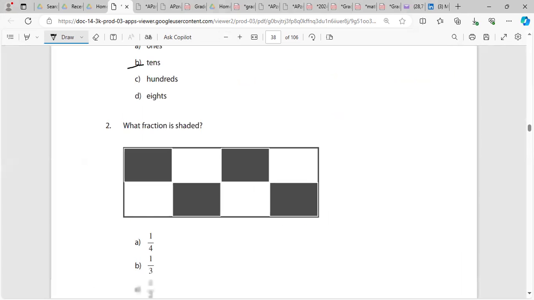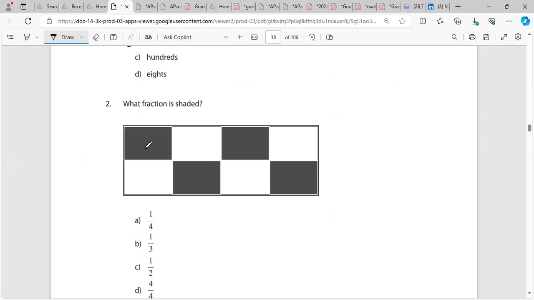What fraction is shaded? Now, out of the ones that are shaded, I have 1, 2, 3, 4. So 4 is shaded out of a total of 5, 6, 7, 8. So 4 is shaded out of 8. That gives us a half. What we do, we reduce it by dividing both of them by 4. So that is the C. Let's go, guys.